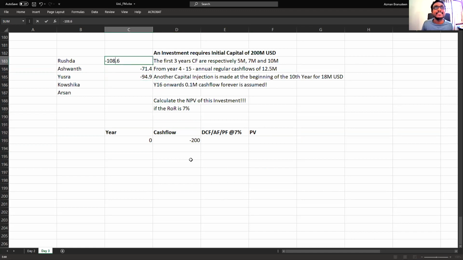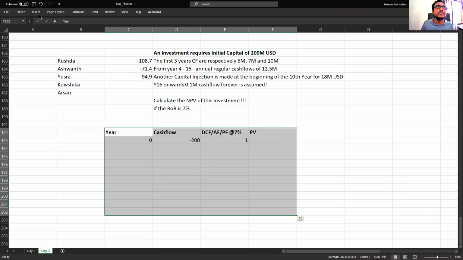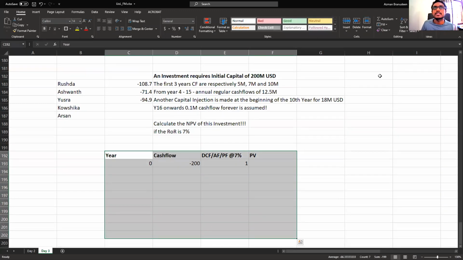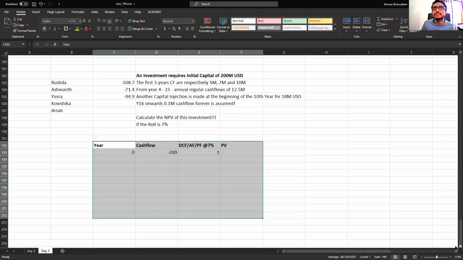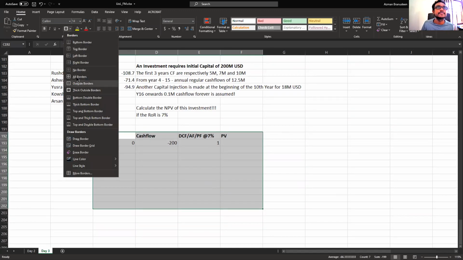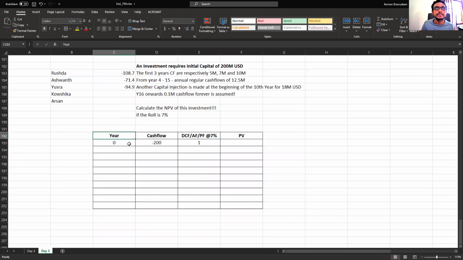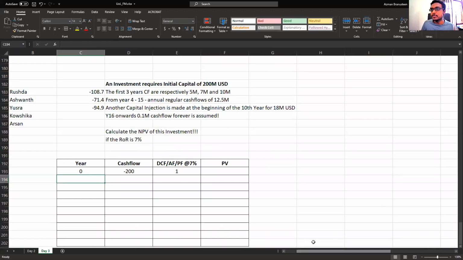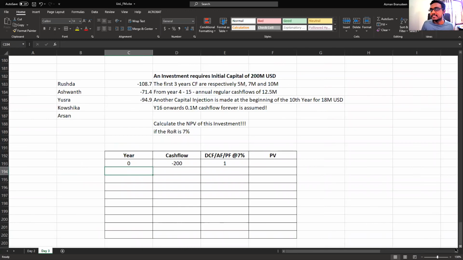No, 108.7. Even if you apply the DCF equation, if you put n as 0, the factor becomes 1, right? So present value, we'll get to that later. Okay, I want to make this look slightly better, so I'm going to do a little bit of formatting. I hope you guys learn a little bit of Excel also, with the way I work.